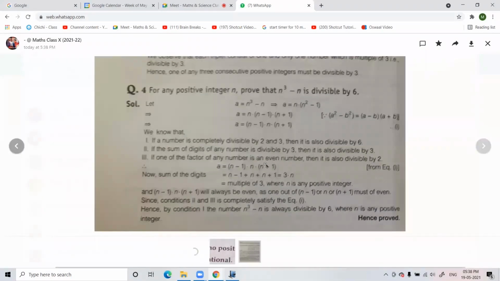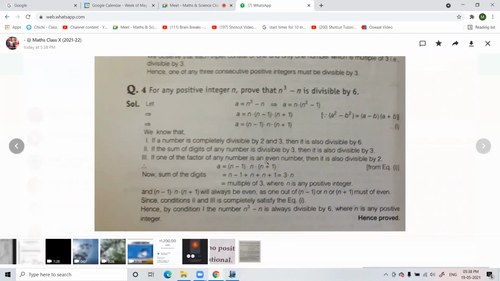Okay, for any positive integer n, prove that n cube minus n is divisible by 6. That's the same problem. You take a is equal to this much. Yeah, that is how we had started yesterday. Divisible by 2 and 3, then it is also divisible by 6.